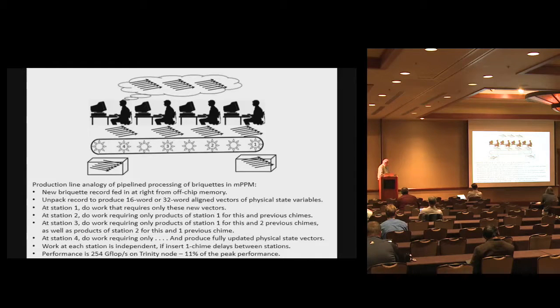We have a situation where we are processing this in a pipelined fashion. So you can think of it as people sitting on a production line, sitting at workstations. This is non-copyrighted clip art. I'm sorry, it's the best I could find for workstations. And the idea is that these little arrows are vectors, and they're put in those little briquette record packages. And at the beginning of the production line, one of the briquette packages comes in, and the first guy unpacks it and starts doing some things with it, and it goes on down the line.